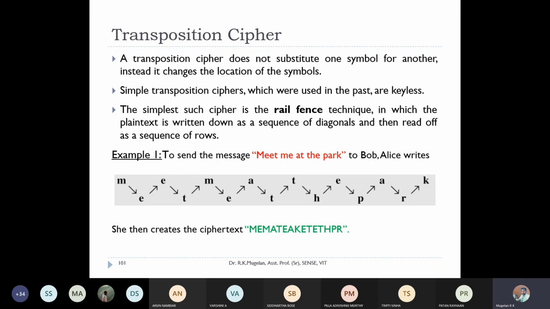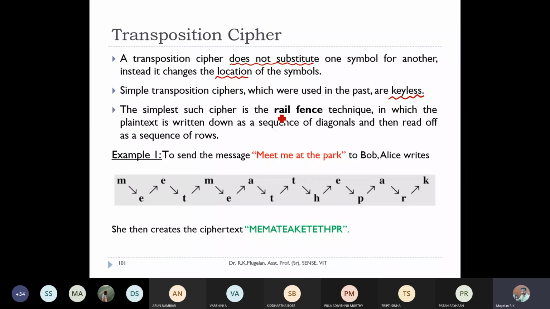Now we move on to the next one called transposition cipher. Here the unique part is that it does not substitute any symbol with another symbol. Your plain text characters will be present in the cipher text, but their locations will be changed. Simple transposition ciphers used in history are generally keyless. There won't be any key; only the technique helps jumble the given plain text.